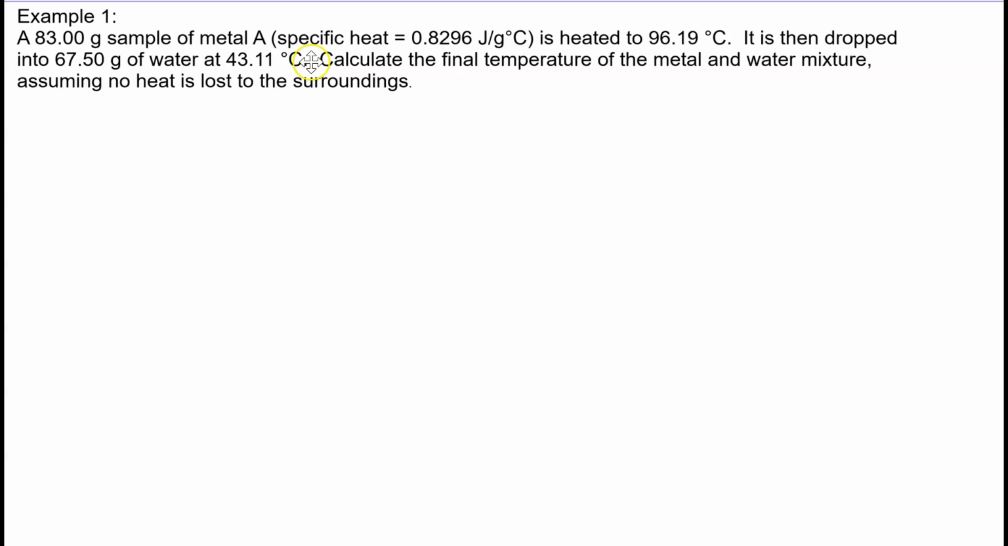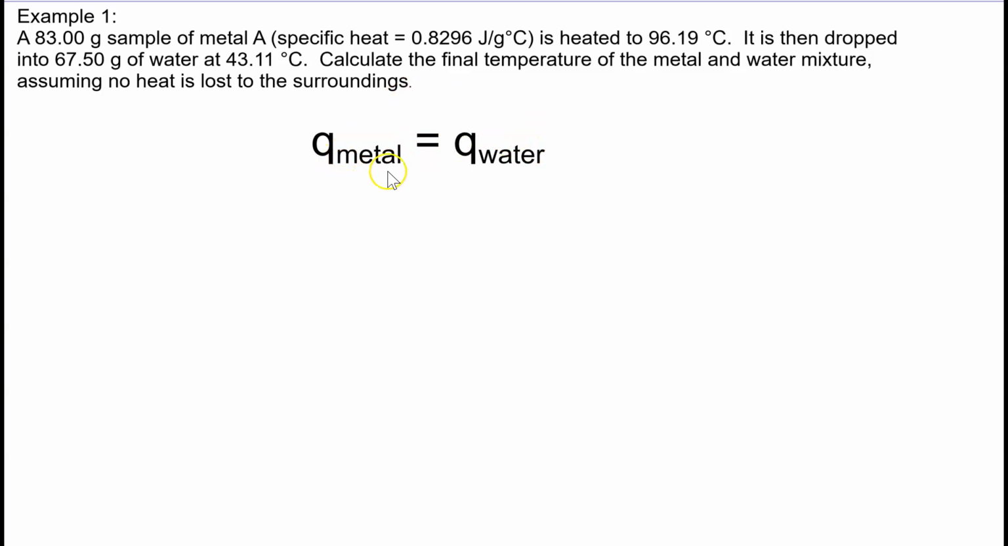Remember, in this problem, what's going to happen is that hot metal is going to heat up the water, and as that happens, they're going to both level off. So eventually the temperature of the metal goes down as the temperature of the water goes up, and they equal each other. So we can set the Q equations, Q metal equal to Q water.